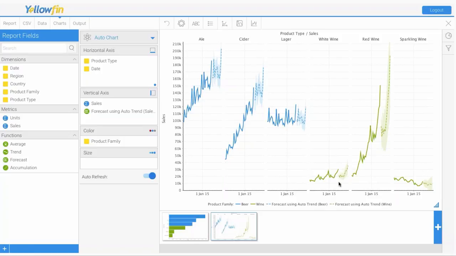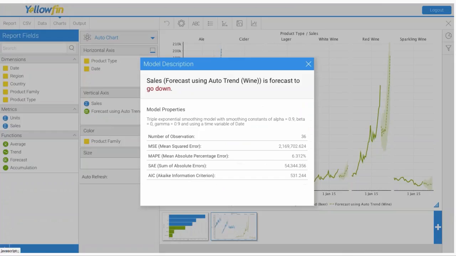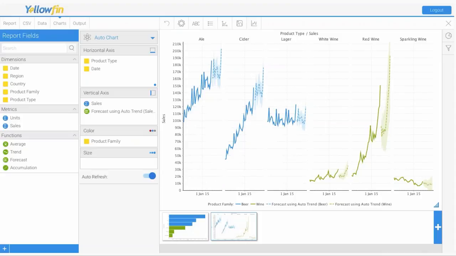And what this tells us is, our ales and our ciders are growing rapidly, as is our red wines, which is probably growing the fastest, whereas our lagers, our white wines, and our sparkling wines are not performing so well. And in fact, just with the sparkling wines, that's actually forecast to go down. So it's very, very clear as we ask these questions, Yellowfin is giving us an answer using a best practice chart that really tells us something that's insightful.